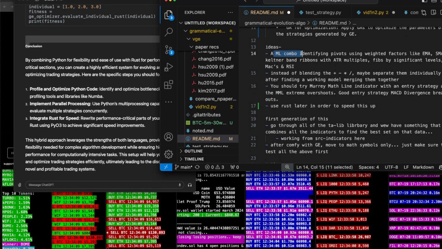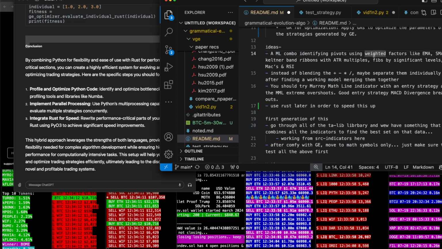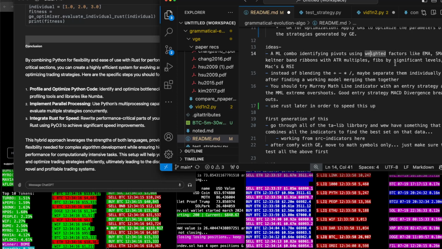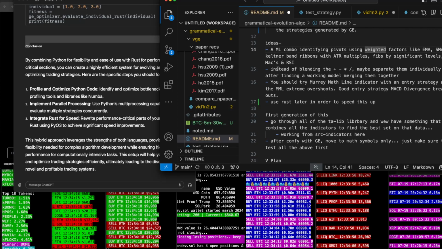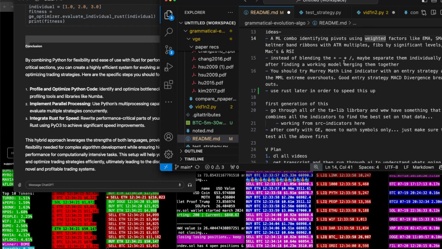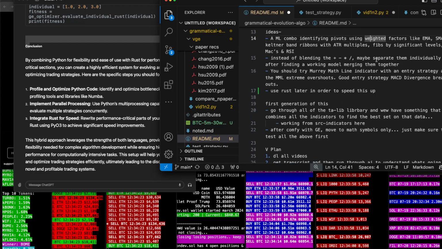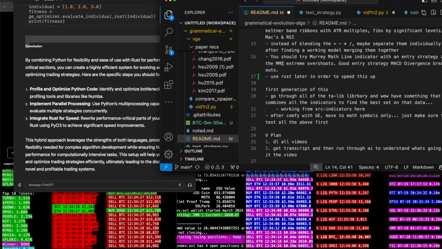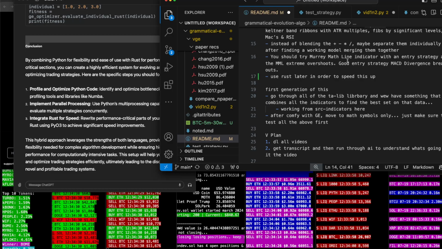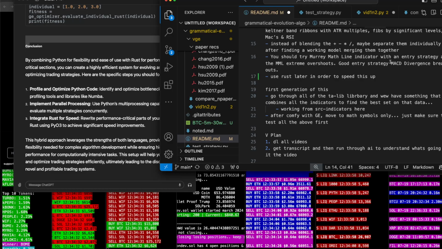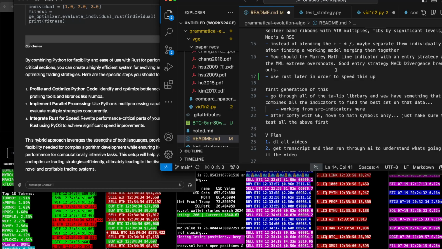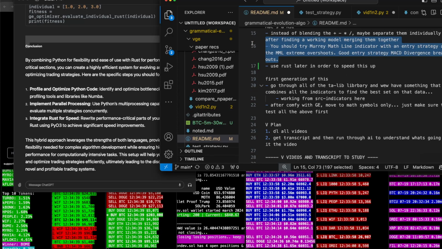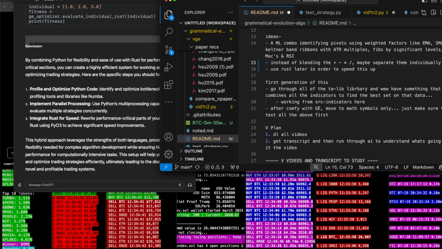Ideas: an ML combo identifying pivots using weighted factors like EMA, SMA, Keltner bands with ATR multiples, fibs by significant levels, max, and RSI. Instead of blending the plus, minus, multiplication, maybe separate them individually, and after finding a working model, merge them together. You should try the Murray Math Line indicator with an entry strategy at the MML extreme overshoot. Good entry for a strategy of MACD divergence breakouts. All right, well, this is kind of off topic, but I'll put it on my note sheet.